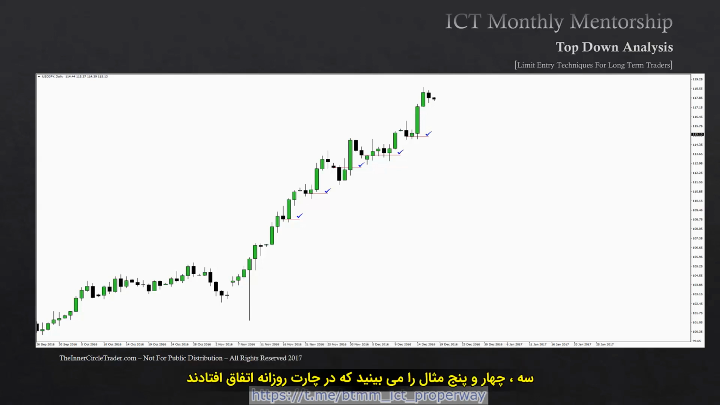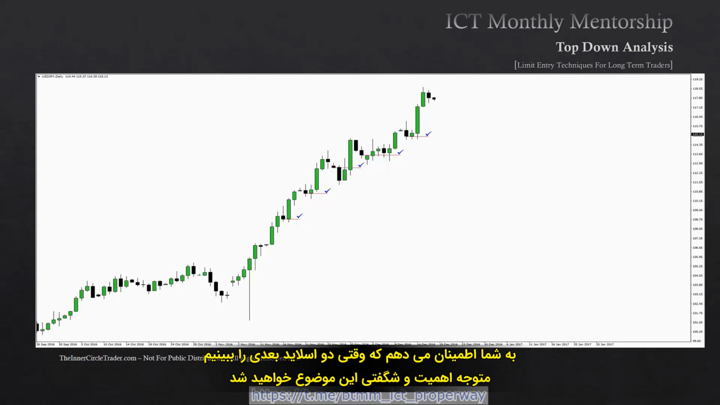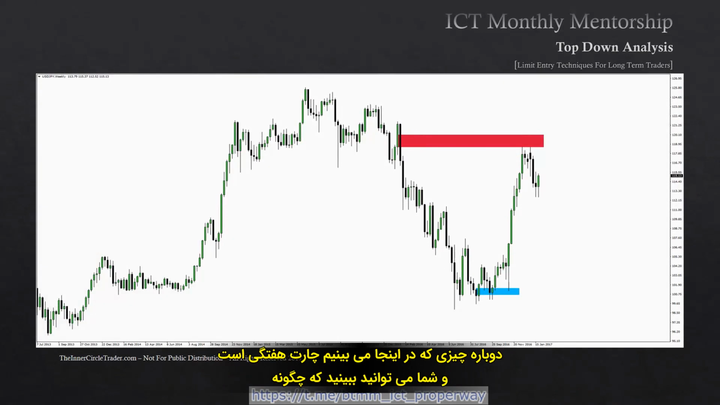There's 1, 2, 3, 4, 5 examples here on this daily time frame. And while it probably doesn't look exciting here, probably doesn't feel like it's that big of a deal, I can assure you when we get into 2 slides from now, you'll see just how much of an importance this is. But again, what we're looking at is the weekly chart here.